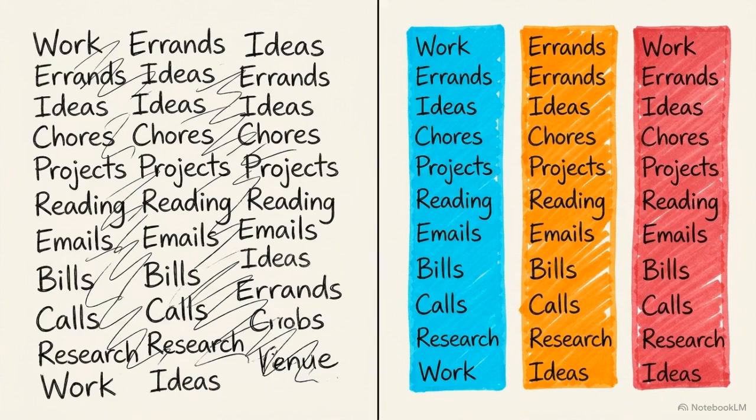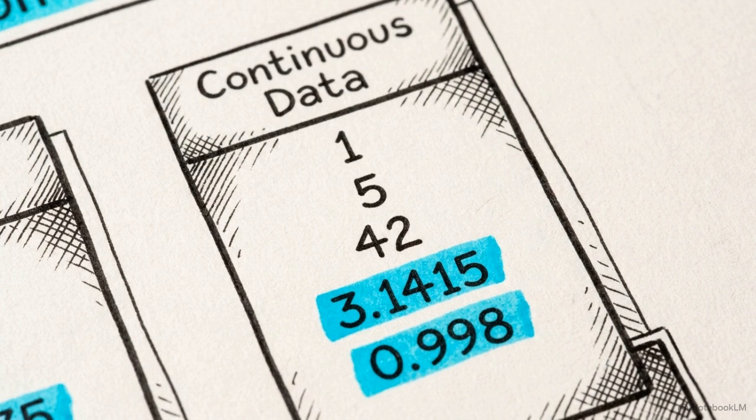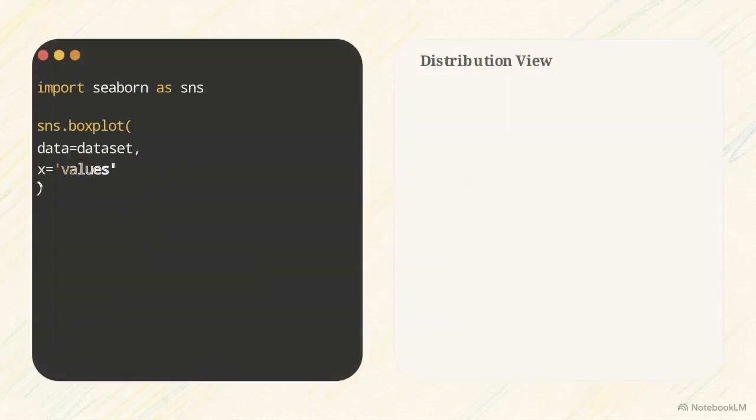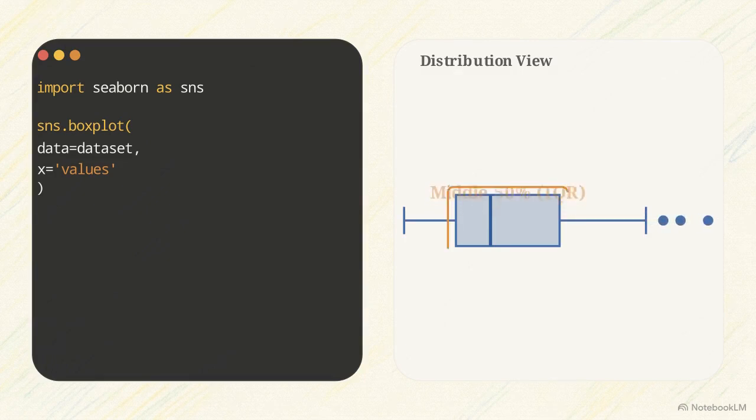With our categories mapped, we need to analyze the spread of our continuous numeric data, the integers and floating point numbers. This horizontal box plot appears when we write sns.boxplot and assign keys to axes. The central box represents the middle 50%. The vertical line is the median.